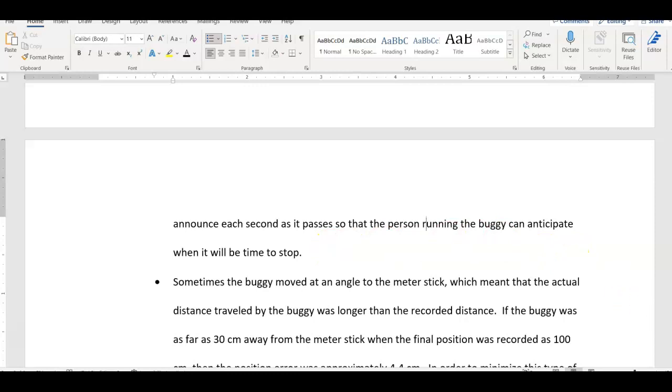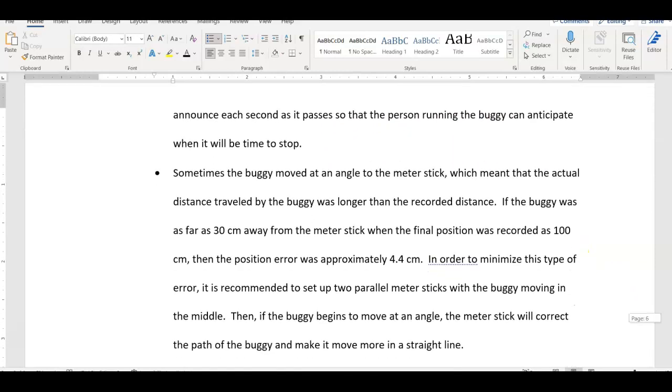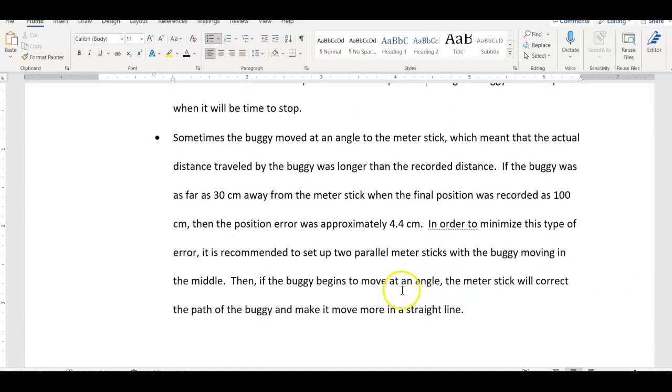Okay, so we want to do that type of description of at least 2 types of error, and then that is all that we need in this lab report.